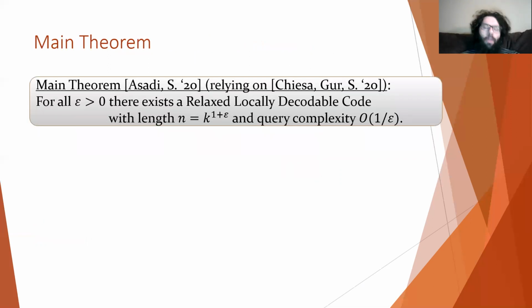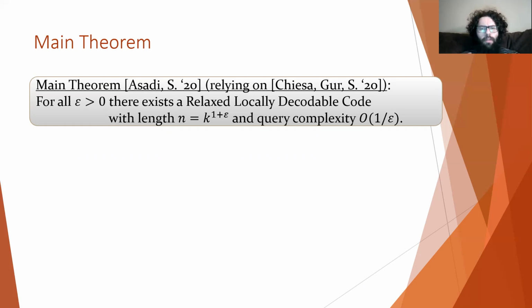Here is our main theorem. This is a joint work with Vahid Asadi, and it's relying on previous work with Alessandro Chiesa and Tom Gur. The theorem says the following: for all epsilon, there exists a relaxed locally decodable code whose length is n, which is equal to k to the power 1 plus epsilon, and query complexity is order 1 over epsilon. The length means that the code takes k bits of message and encodes it using k to the power 1 plus epsilon bits of the code word. And the dependence between query complexity and the length is this epsilon.